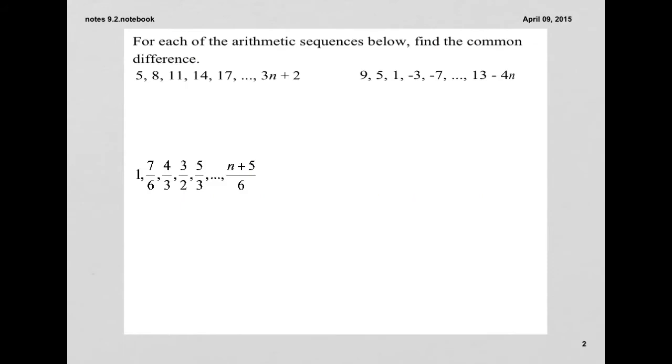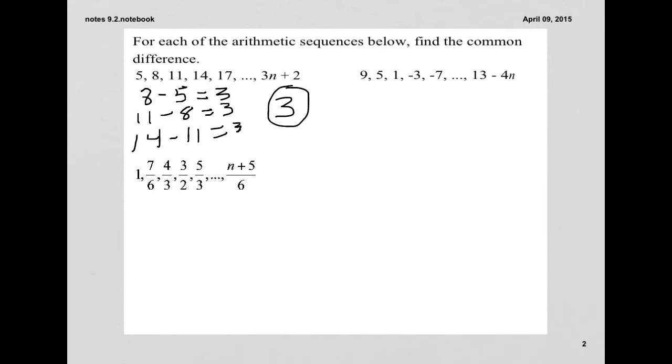Now we're going to find out how to find the common difference. You find the common difference by taking the second term, which in this case is 8, and subtracting the first term, 5. And we get 3. We try this for a couple of them just to make sure we're getting the right common difference. So we take the third term and subtract the second term. That's again 3. And one more time just to make sure, 14 minus 11 equals 3. So yes, 3 is our common difference.